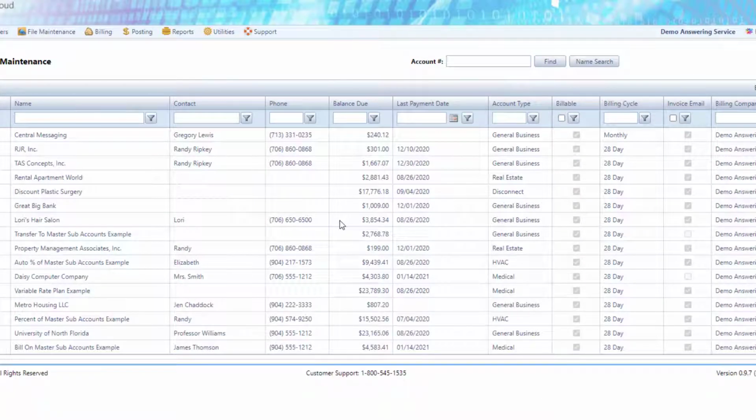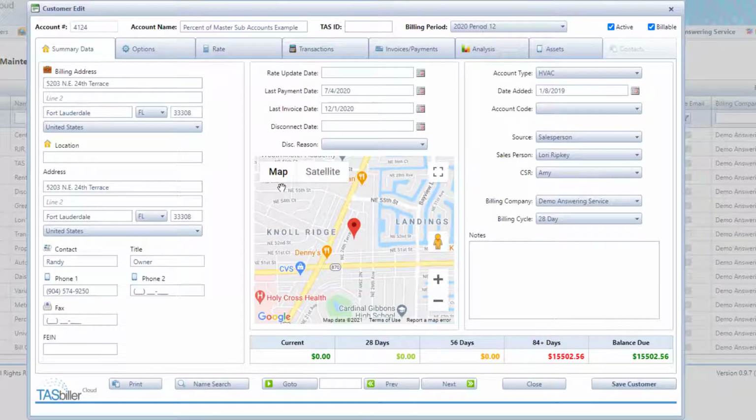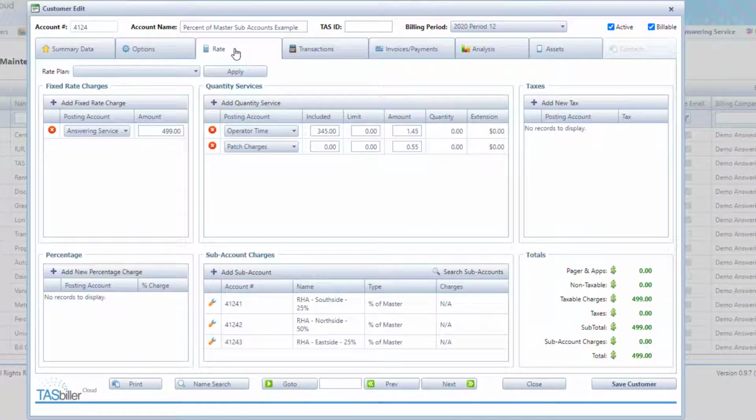The next variation is the percentage of master. And in this scenario, this client has one big rate plan, and regardless of the sub-account's actual usage, they want this sub-account to pay 25% of the bill, this sub-account to pay 50% of the bill, and this sub-account pays 25% of the bill.